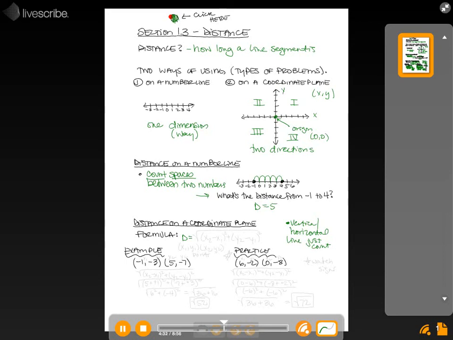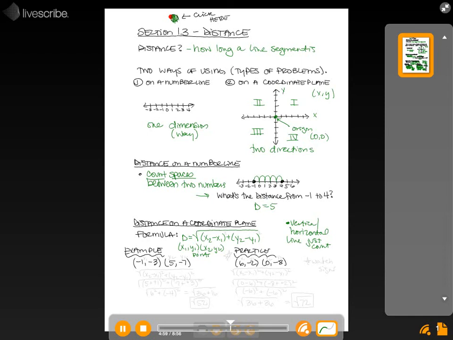So it's D equals the square root of (x2 minus x1) plus (y2 minus y1). Here, x1, y1, and x2, y2 are the points you're finding the distance between. Okay?